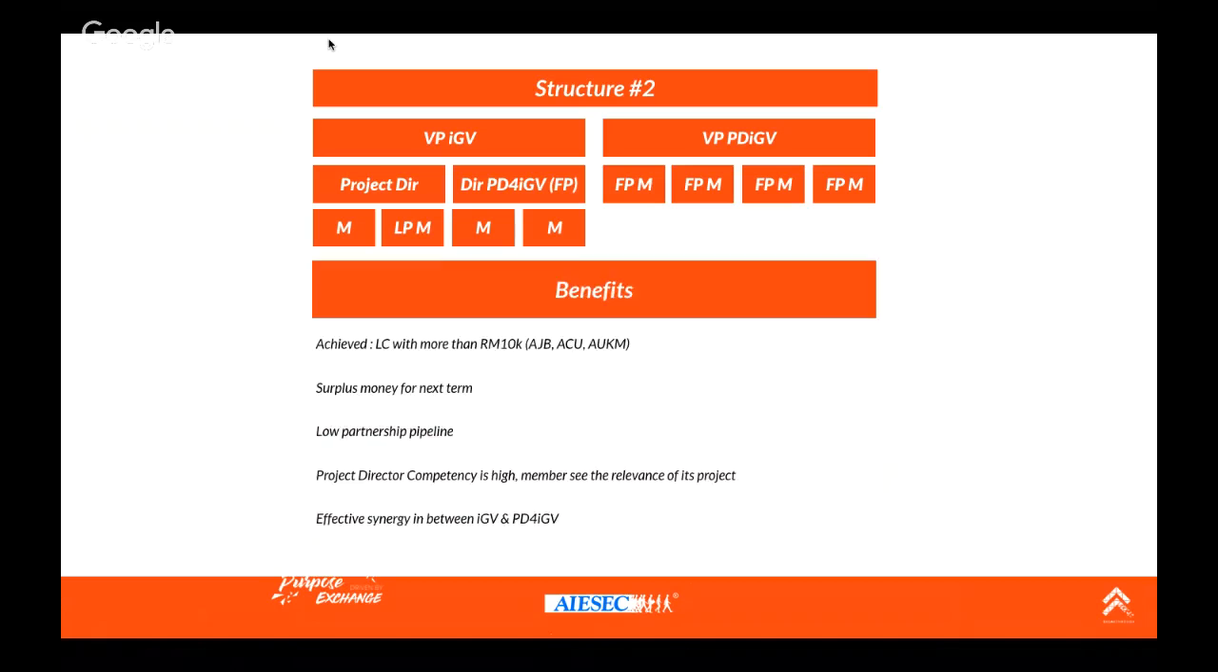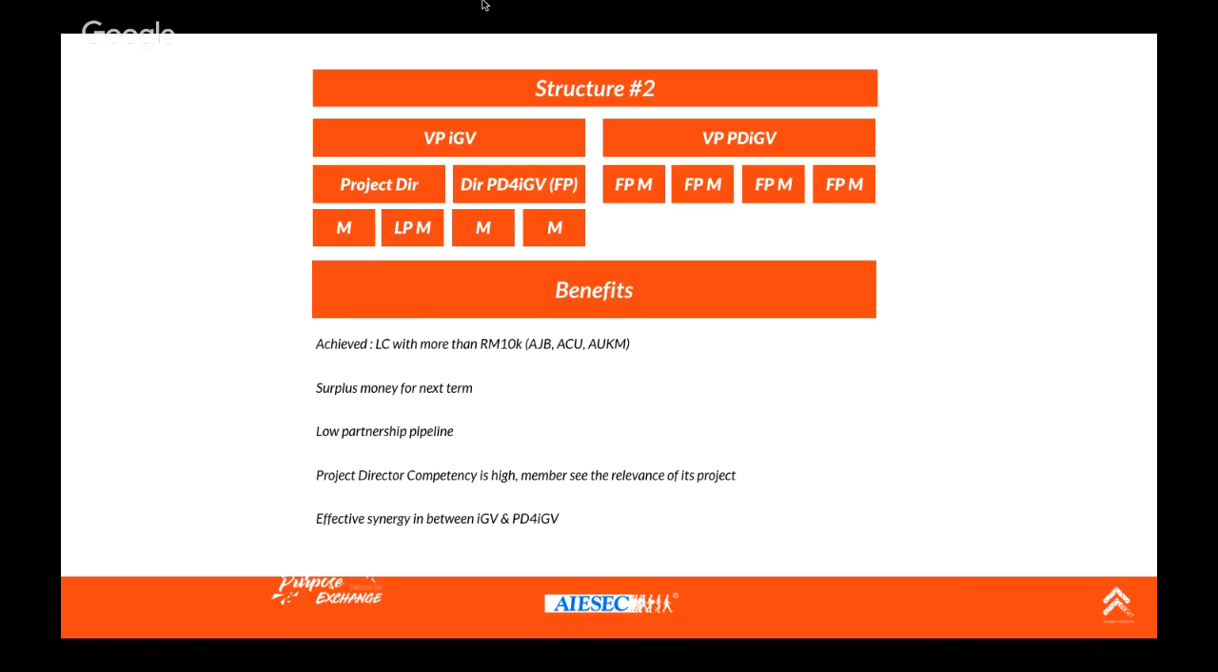So with these structures, there are a few benefits that I see when we start to manage this kind of structure. A lot of LCs actually strive to achieve more than 10K, especially in structure 2. In structure 2, a lot of LCs only have 2 layers in PD4iGV, and they are able to generate a lot of income just for their project itself. For example, JB's UCAM is a very distinctive one, and the similarity is that their IGV is growing as well. So they not only help IGV to grow, but at the same time, they have surplus money for next term, which is your term as 2019.